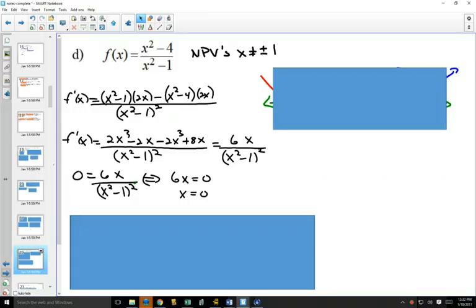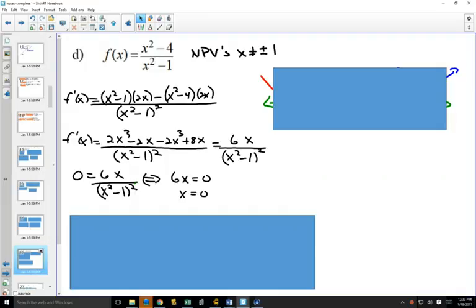Simplifying that, we get 6x over (x squared minus 2) all squared. So it simplifies quite nicely. And when you set that equal to 0, we have a fraction equal to 0. The only place a fraction can equal 0 is if the numerator is equal to 0. So we're really solving when is 6x equal to 0, and that happens only at x equals 0.